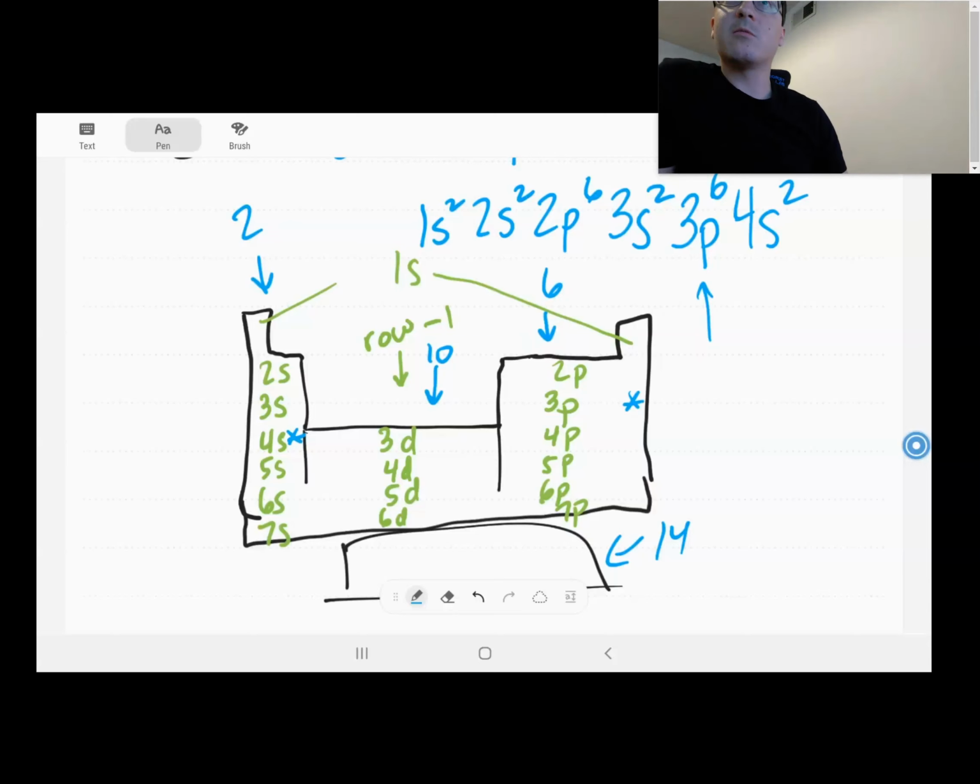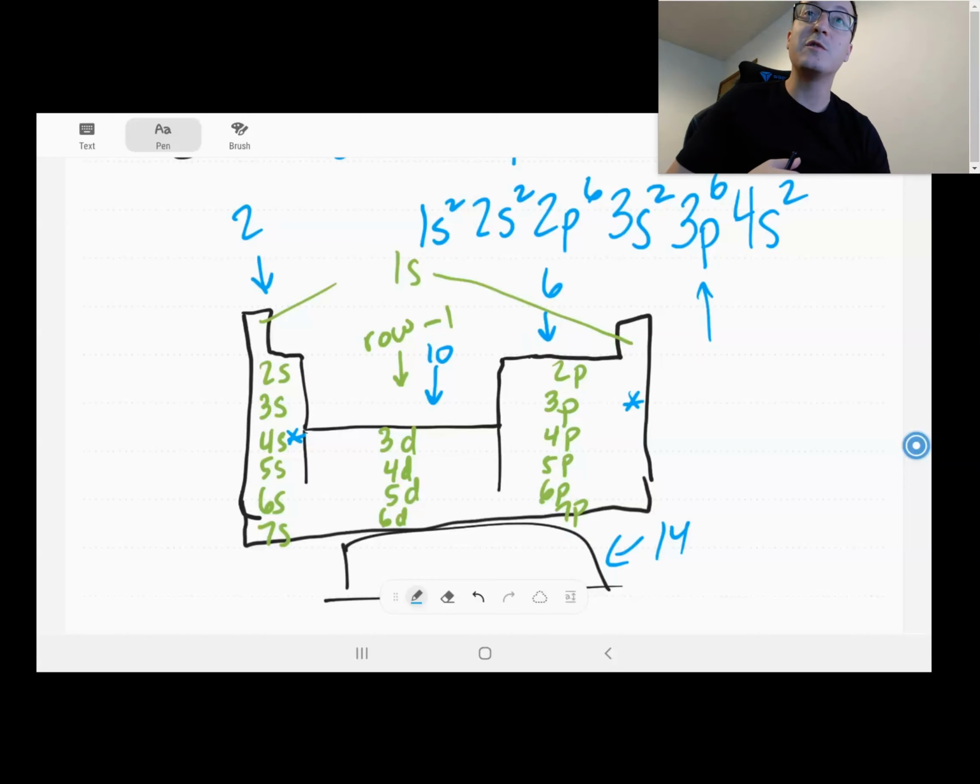It would be 3p3, Cassidy. You're absolutely right. So we're going to fill up every single thing that comes before our element. We're going to notice, though, that let's go ahead and do phosphorus.